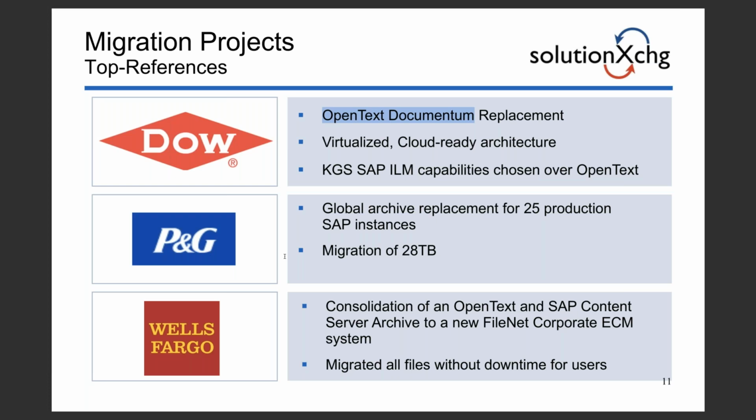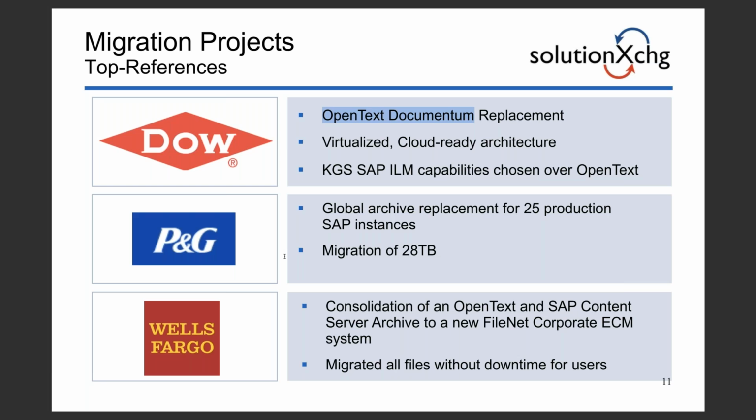Procter & Gamble, another one, it's one of our classic examples, a global archive replacement for a large number of SAP production systems and a migration of about 28 terabyte of data. That solution is currently being upgraded by us into a newer version of the KGS content server for storage.